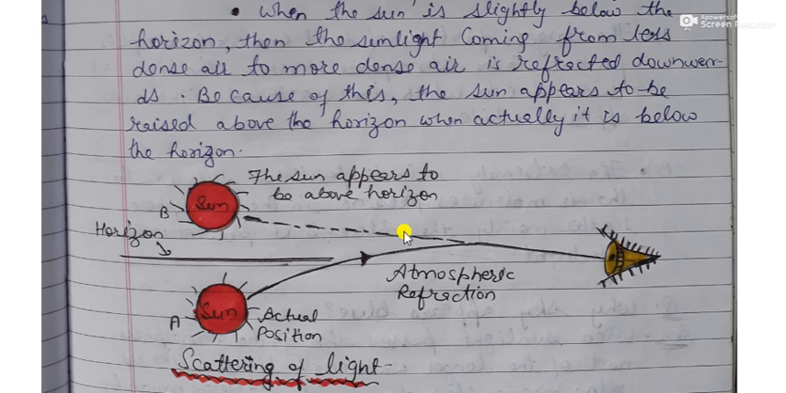Alright. In the same way, when sunset happens, the sun is below the horizon, but its light is refracted and comes to our eyes, and we feel that the sun is above the horizon. So this is what we have studied today about the dispersion of light and about atmospheric refraction. Thank you for watching this video. See you in the next video.